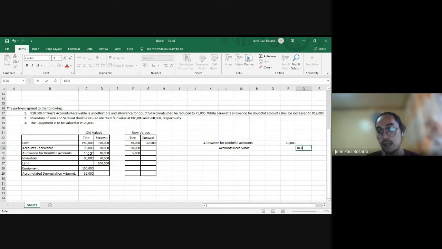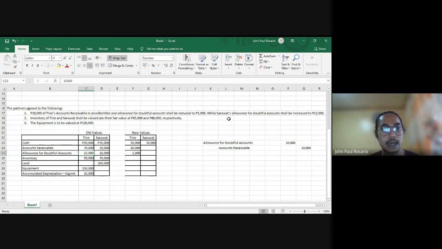And then 10,000. So you can say that was the reason why from 15,000 the allowance for doubtful accounts became 5,000. Okay? So it could be the reason, but it's not necessarily the reason. Okay? So let's go to Sarawat.